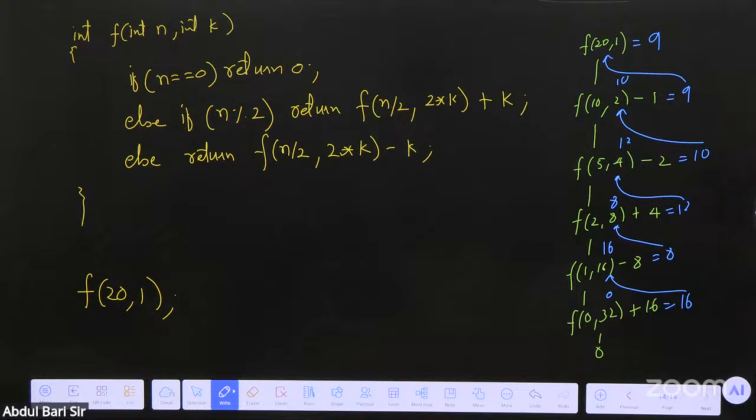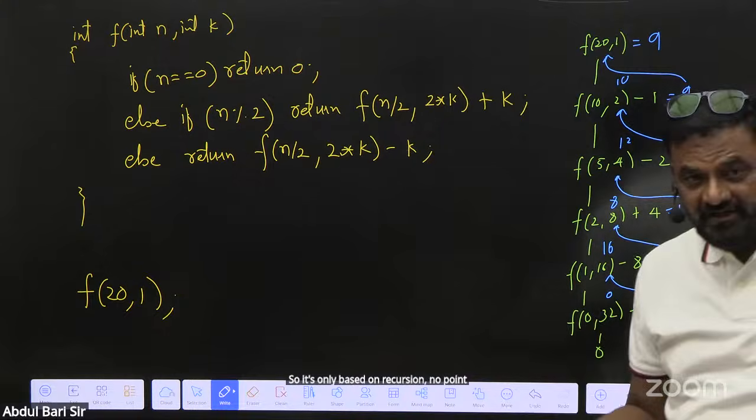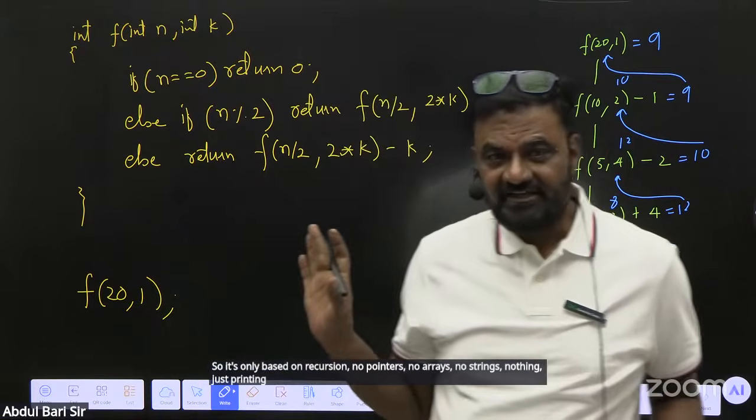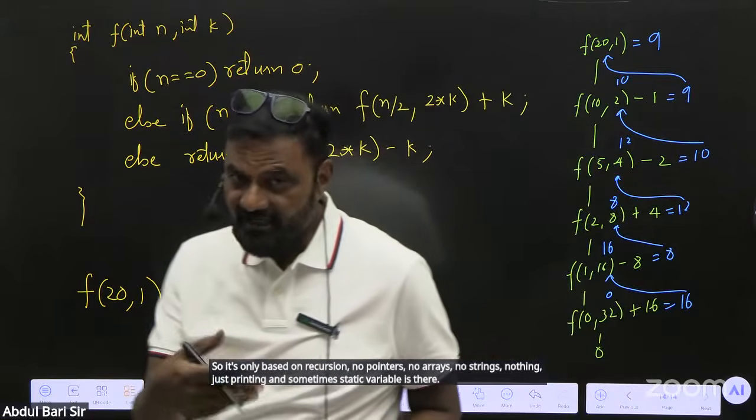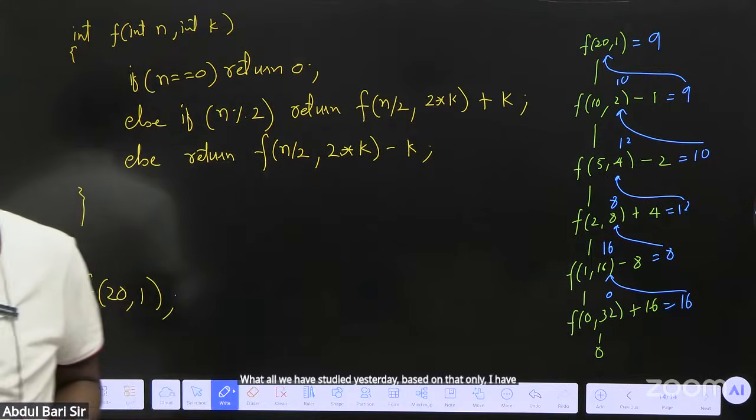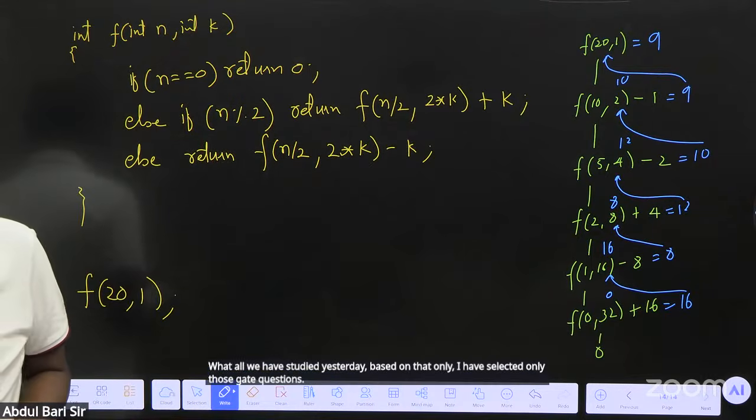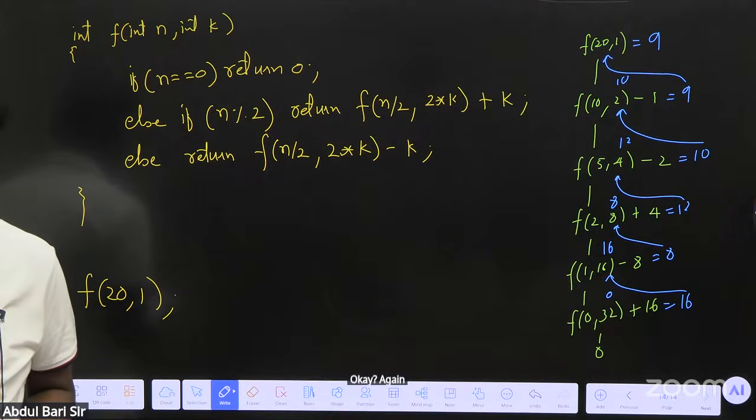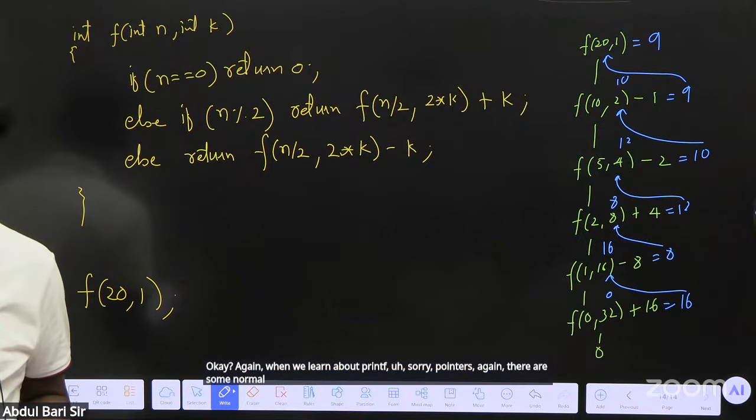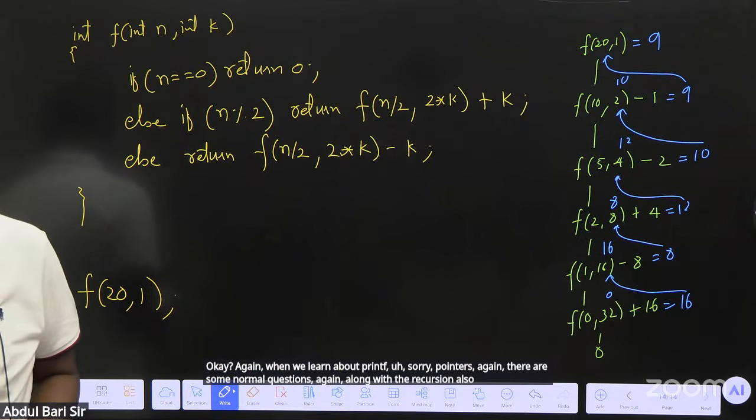So it's only based on recursion, no pointers, no arrays, no strings, nothing. Just printing and sometimes static variable is there. What all we have studied yesterday, based on that only, I have selected only those GATE questions. Again, when we learn about pointers, there are some normal questions, along with the recursion questions also.